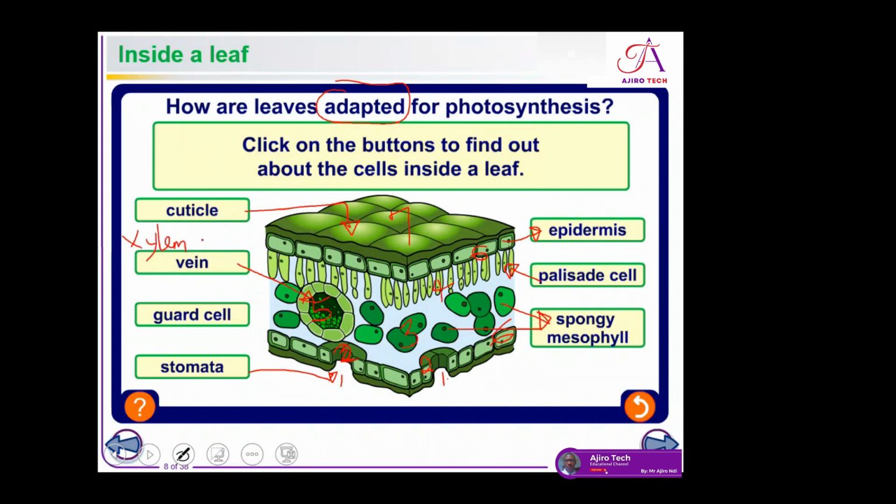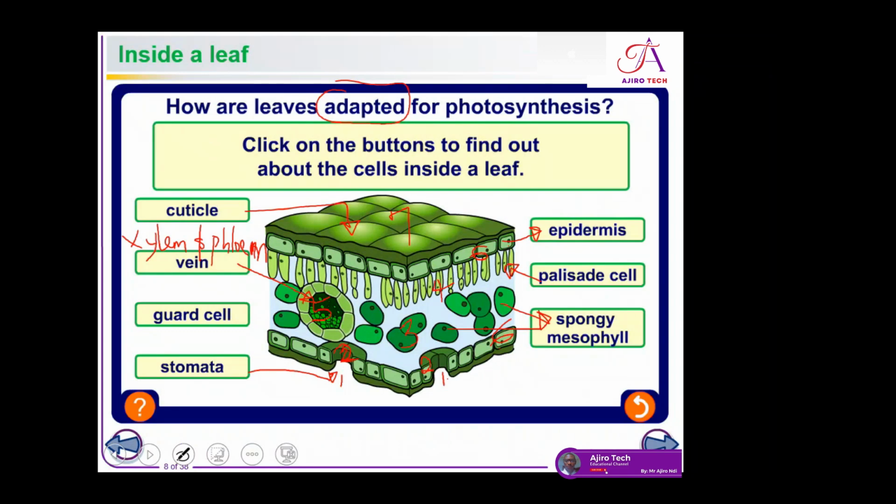Have you heard of these two terms before? Xylem and phloem? Yes, I have. They are the transport vessels in plants. They are the structures that move things around, just like we have arteries, veins, and capillaries in humans. Plants don't have arteries, veins, or capillaries. What they have are xylem and phloem. So 5 here is pointing to the xylem and phloem. They are generally called veins.